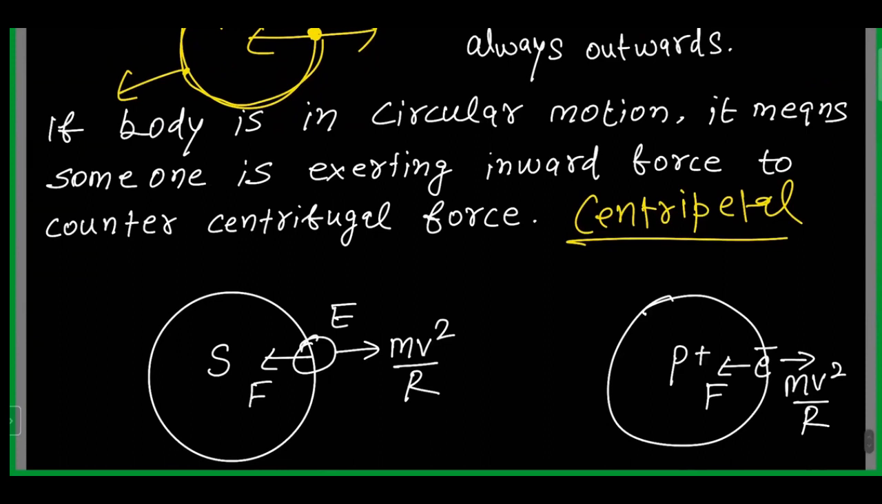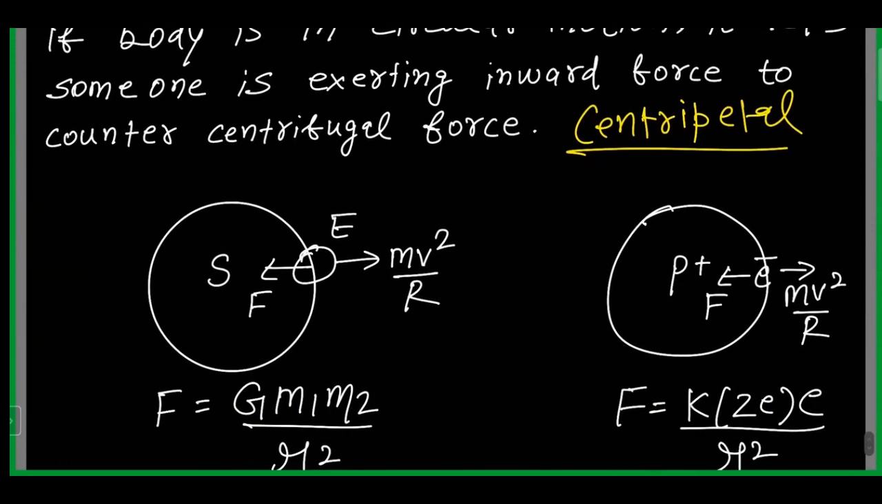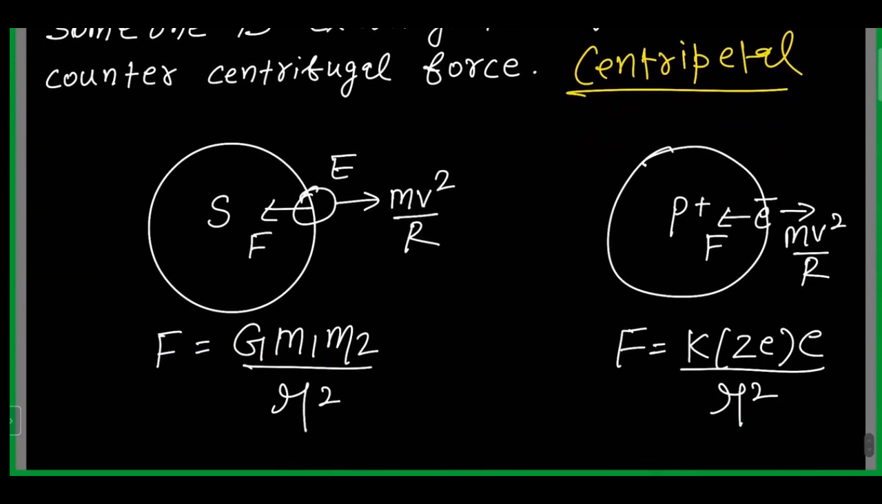I want to give you two examples of centripetal force. One is Earth moving around the Sun. So for Earth moving around the Sun, what is the centripetal force? The centripetal force is the force of gravity. So gravity, the force between two objects, is acting as the centripetal force, which is Gmm by r square. And the outward force, which is the centrifugal force, is mv square by r. And both balance each other.